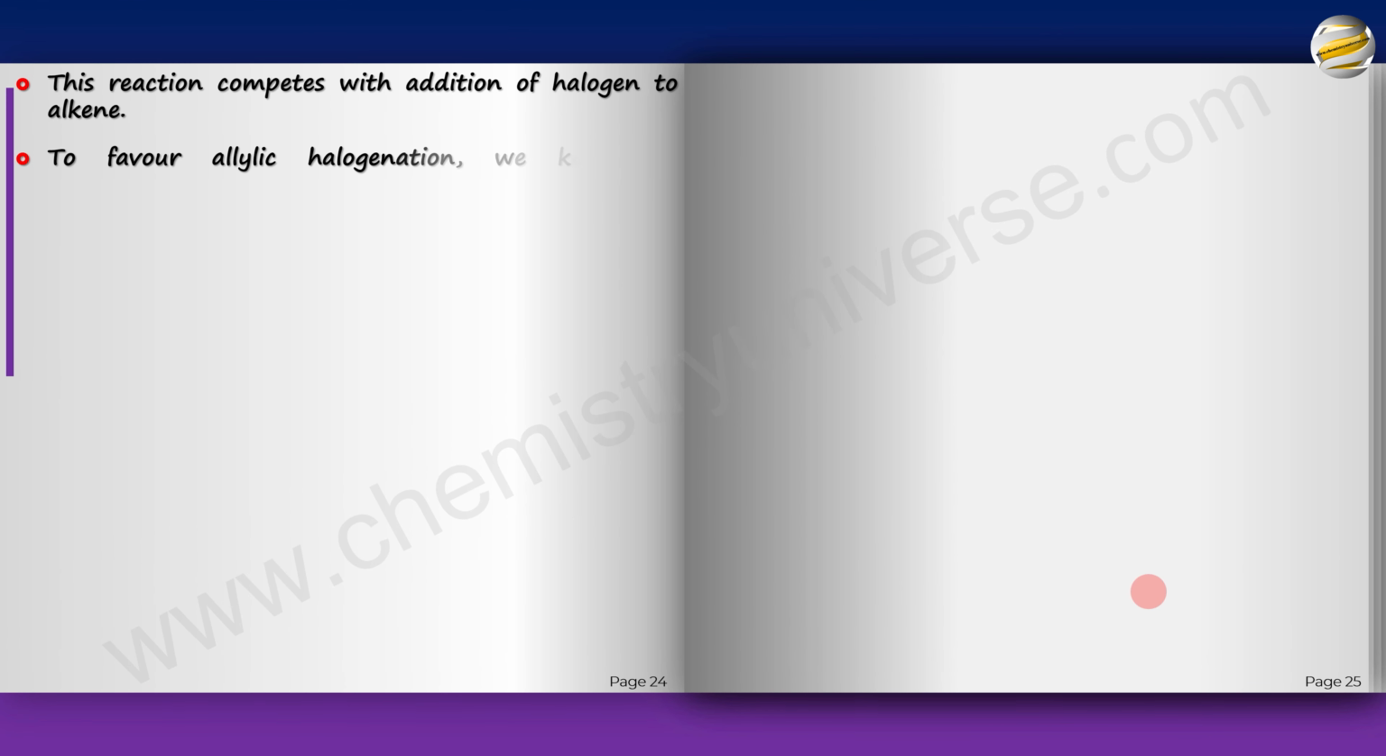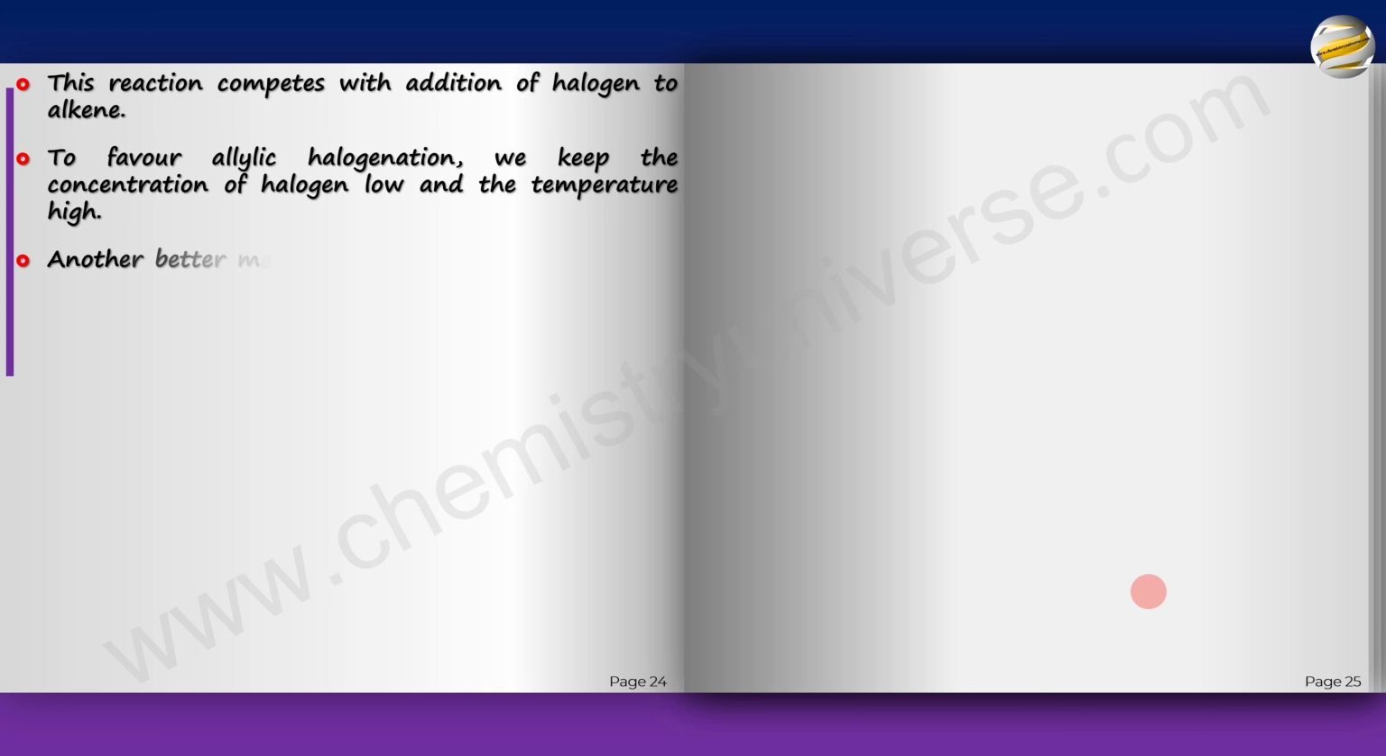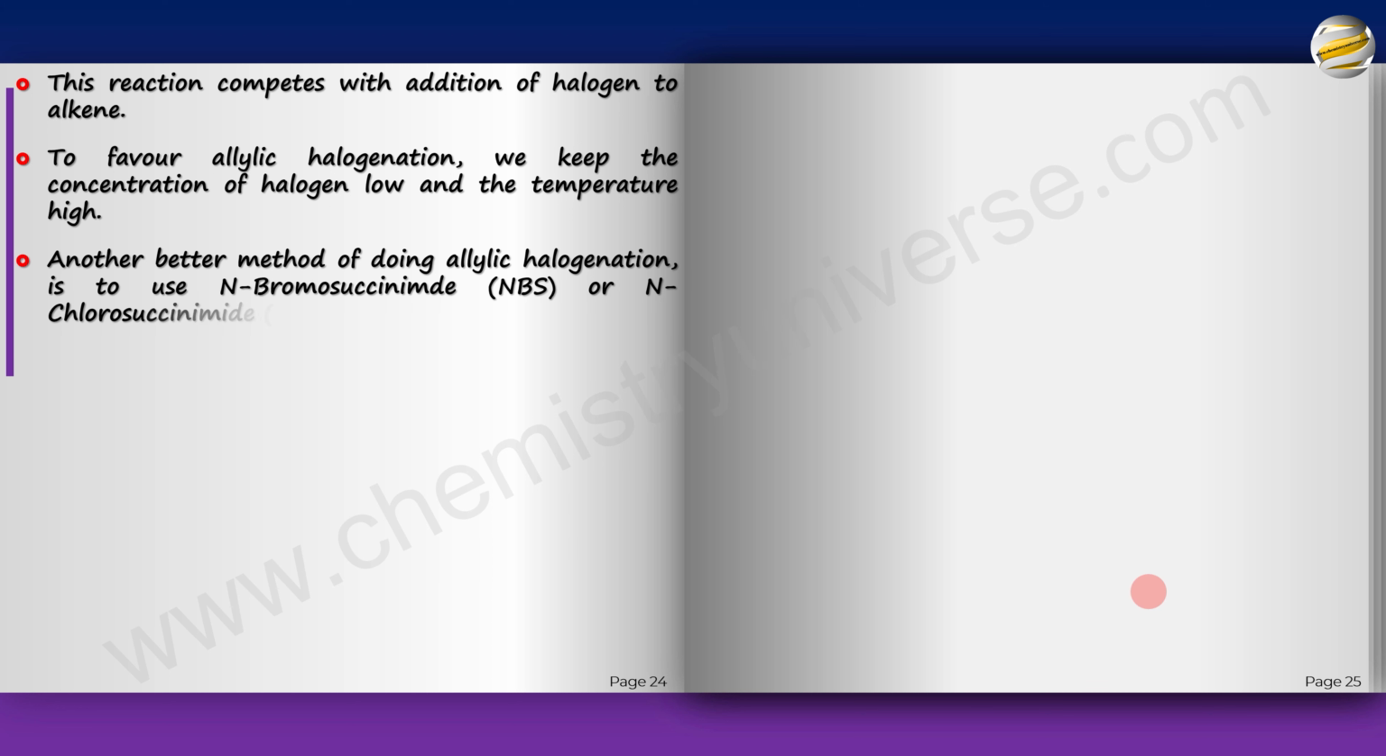So to favor allylic halogenation, we keep the concentration of halogen low and the temperature high. And one of the best methods of doing allylic halogenation is simply by using NBS or NCS, which is N-bromosuccinimide or N-chlorosuccinimide. That is this.